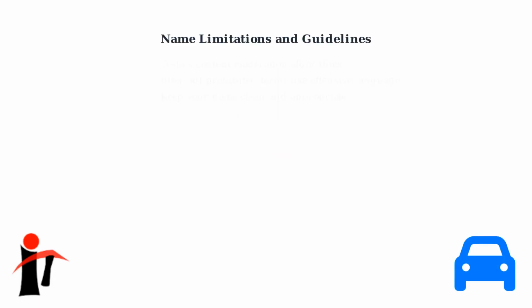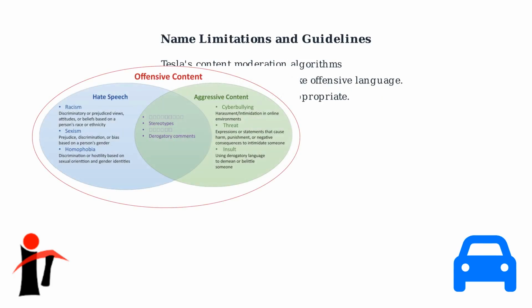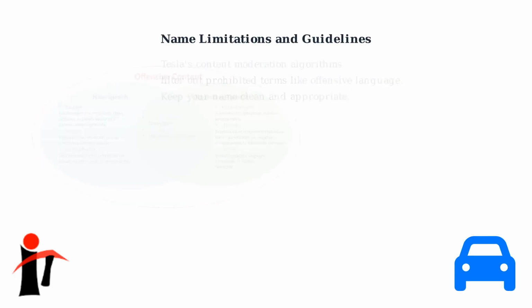Keep in mind, there are some restrictions when renaming your Tesla Model 3. Tesla's content moderation algorithms use natural language processing to filter out prohibited terms, such as offensive language including hate speech, aggressive content, cyberbullying, threats, insults, racism, sexism, homophobia, stereotypes, and derogatory comments. This ensures all names remain clean and appropriate for a positive user experience.